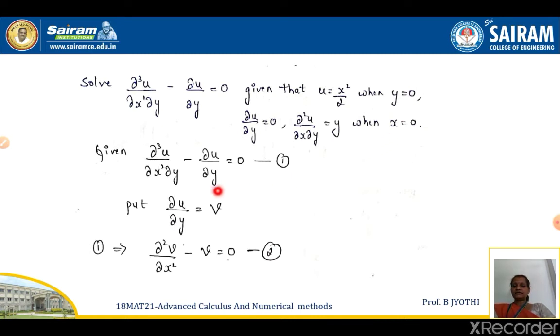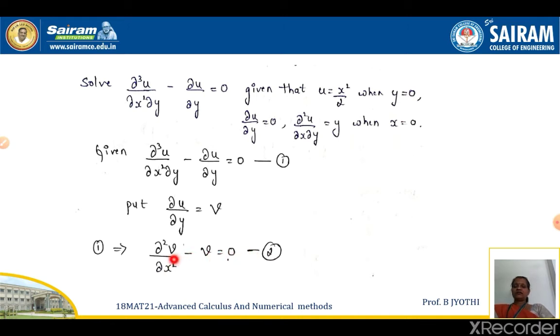Let us consider the given equation, that is ∂³u/∂x²∂y − ∂u/∂y = 0. Call this as 1. In order to reduce it to a single variable, we need to do a substitution, that is ∂u/∂y we will put it as v. Then what happens? It will become ∂²v/∂x² − v = 0.